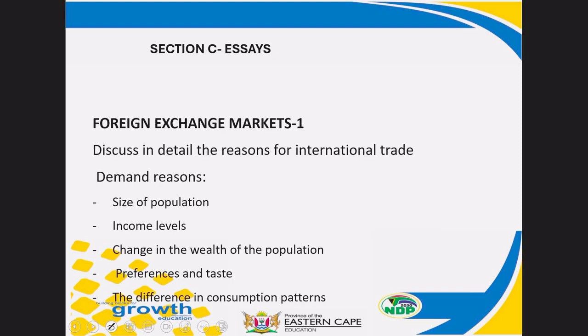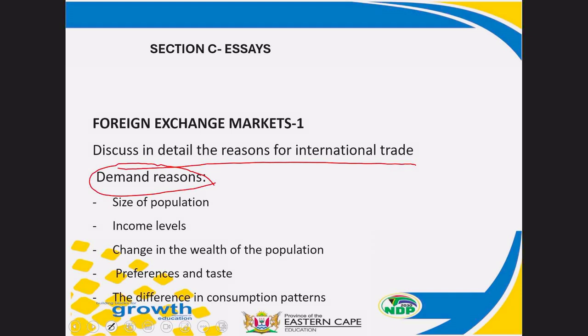Now, with that, I know I'm not going to touch on the essays. I was going to touch on the essays, but I'm not going to. I was going to take an example on foreign exchange markets where we talk about discussing in detail the reasons for international trade. On that one, I was going to highlight something, not that it is the essay that is coming, but it's one of those easiest essays. So if it's not an essay, maybe it comes as a paragraph question.